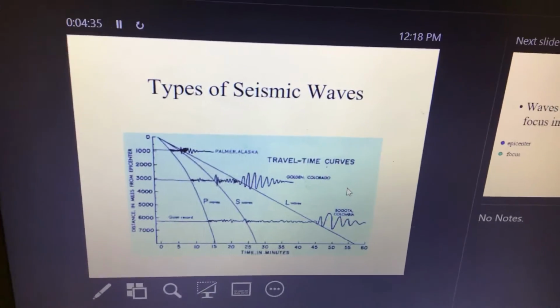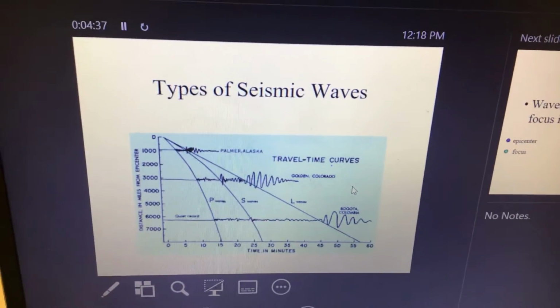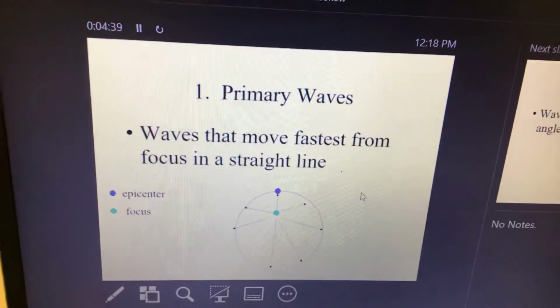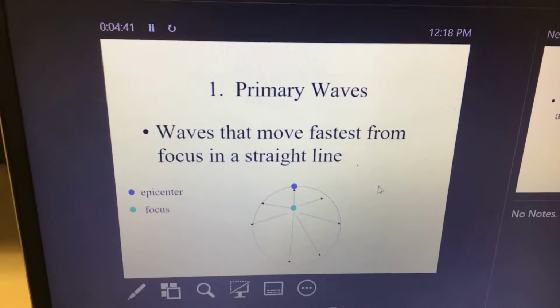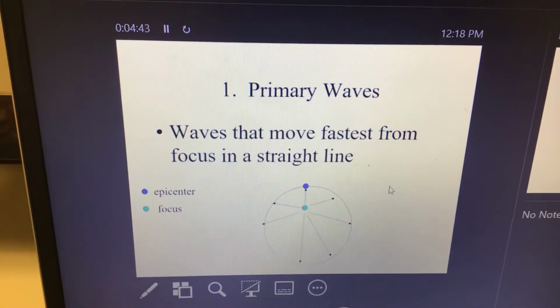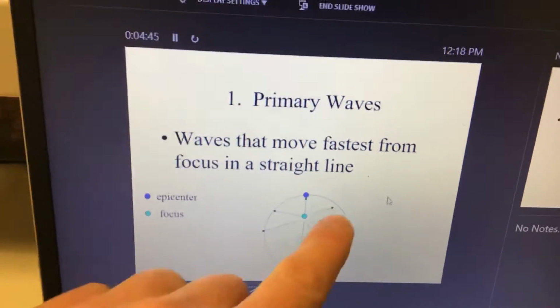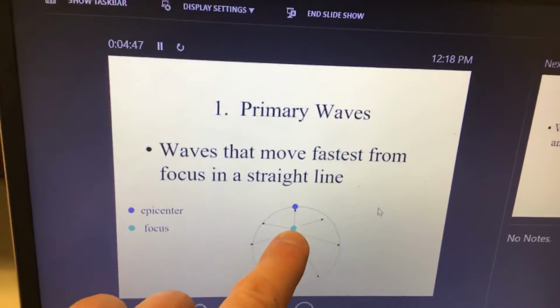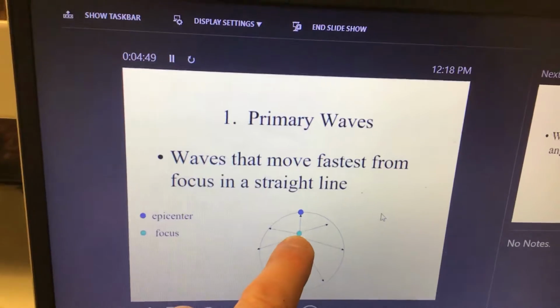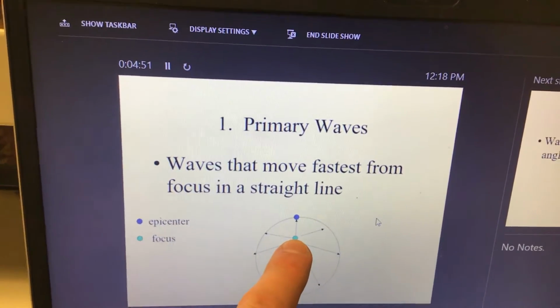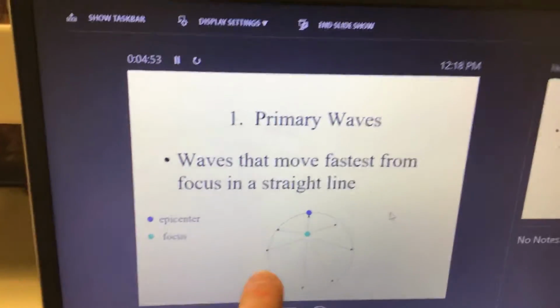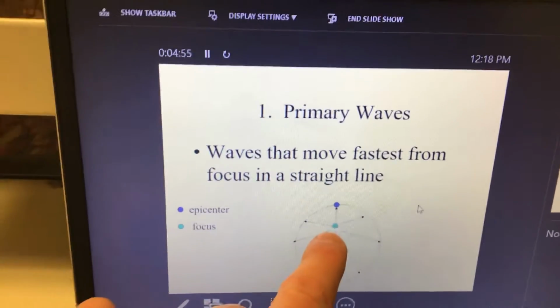Types of seismic waves. Write this down. If I'm going too fast, pause it. The first, primary. Primary waves are going to move in a straight line from the focus. So the earthquake happened right here. It's going to shoot energy in all directions from the earthquake.